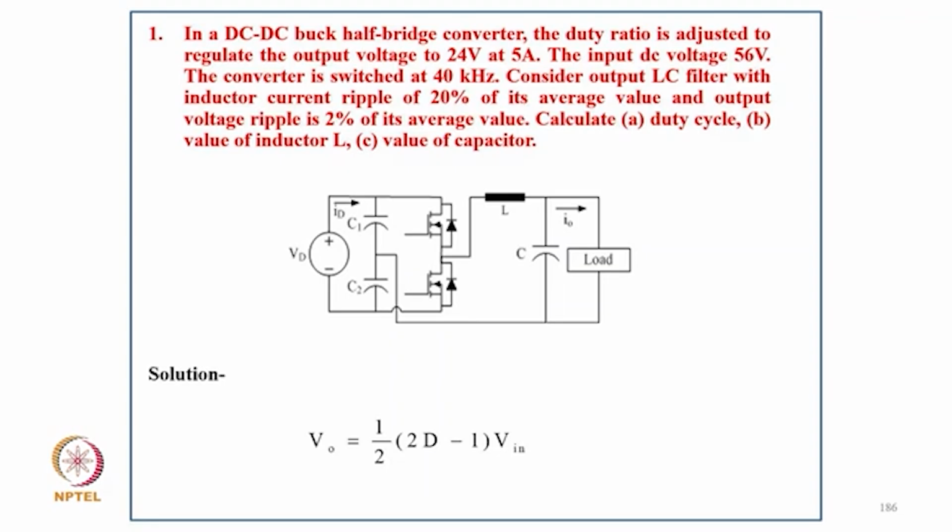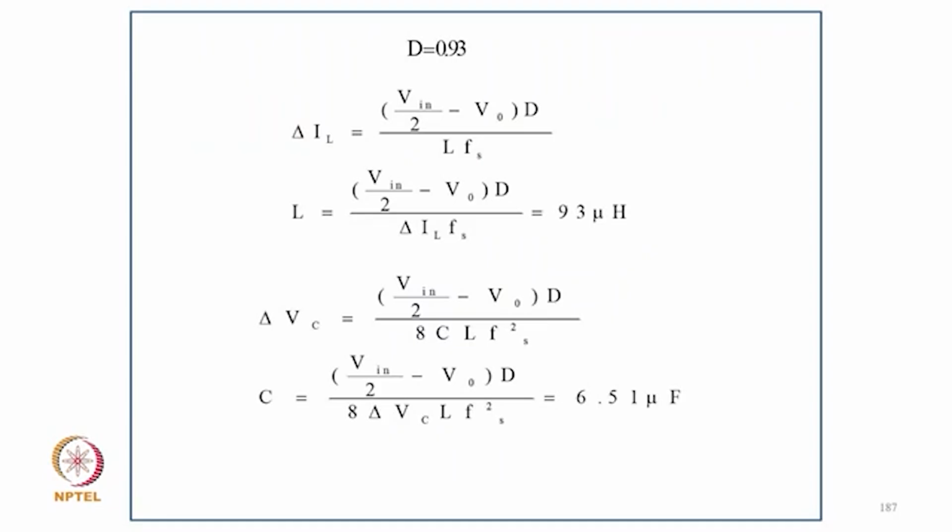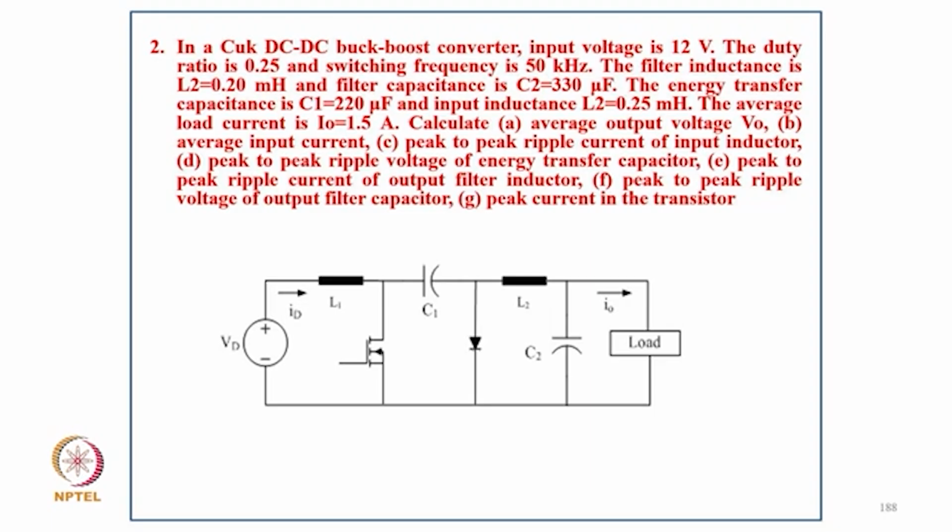So here the relation for this half-bridge buck converter is V equal to (2D minus 1) into Vin, from which we find D comes to 0.93, and delta IL equal to (Vin by 2 minus V) upon 2 D L F. So we get L equal to 93 microhenry. For the capacitor, delta VC equals (Vin by 2 minus VO) into D by C L F square. So C, from putting the values, comes to 6.51 microfarad for the given frequency.